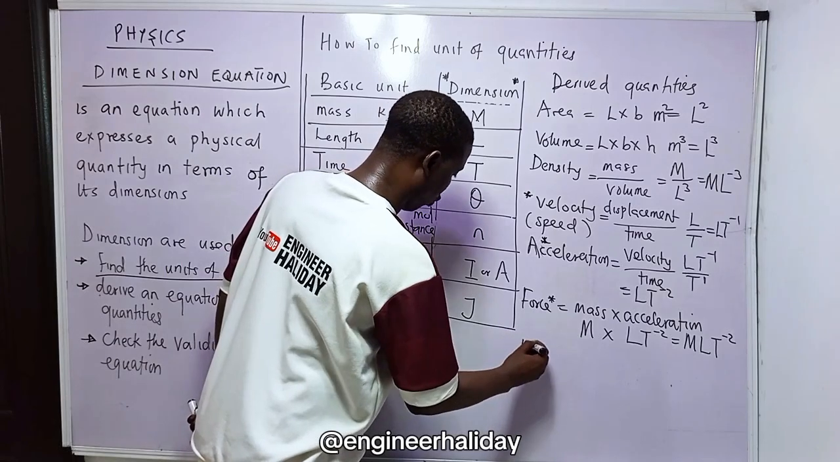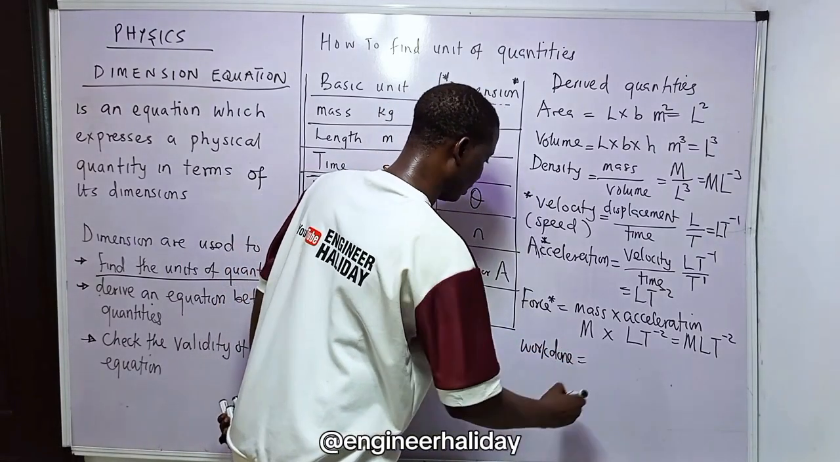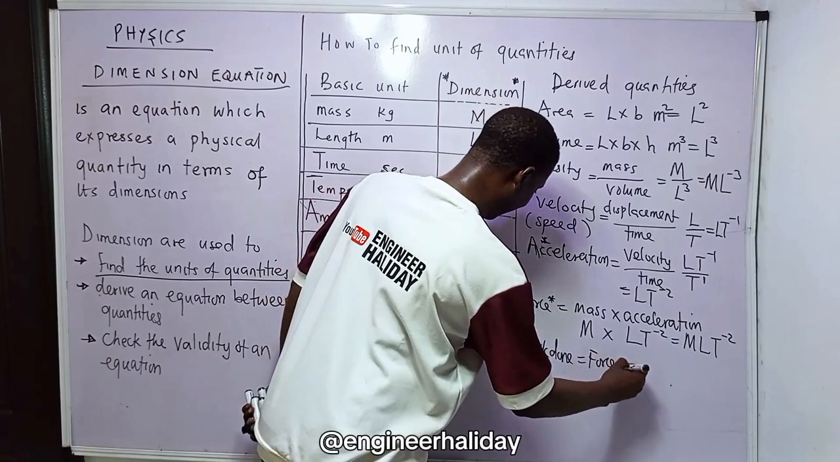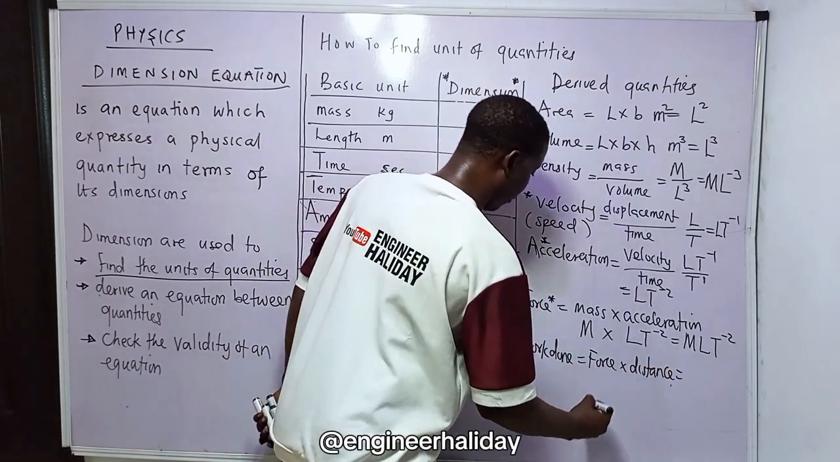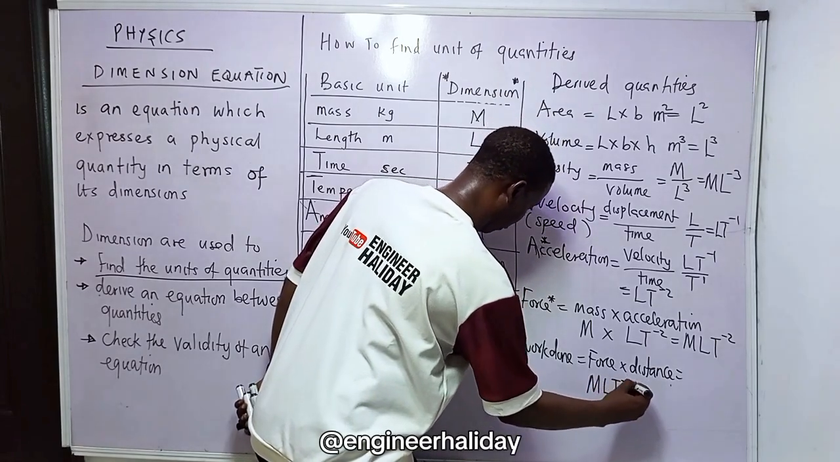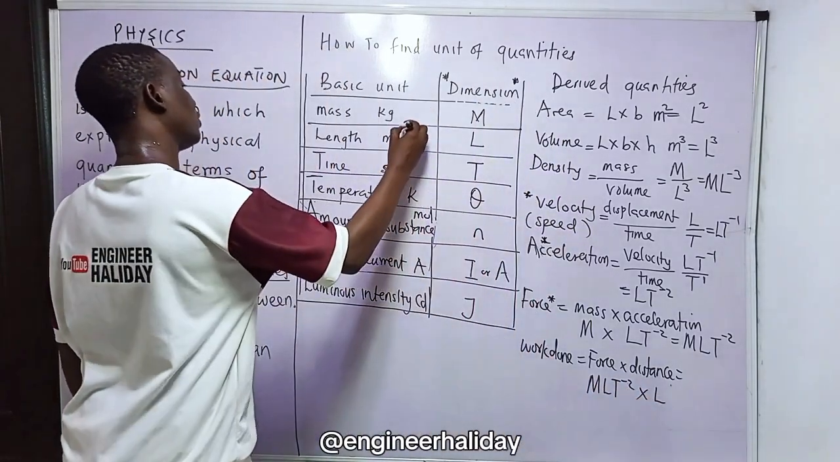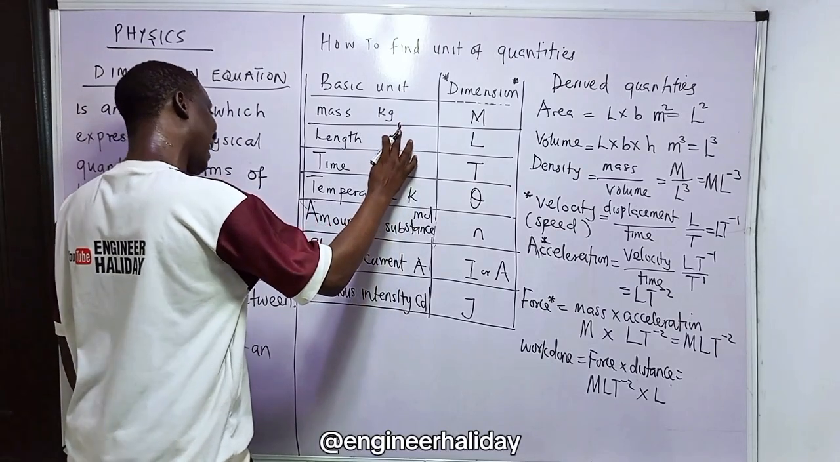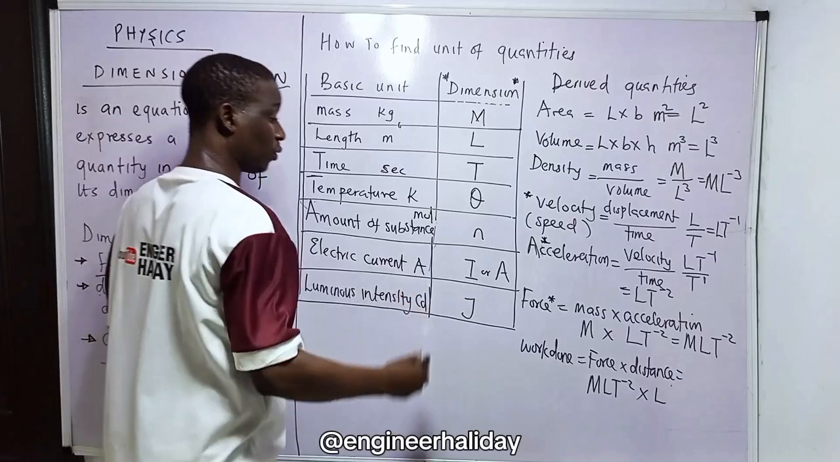Now, let's talk about work. Work done is the same thing as what? Force times what? Distance. So in terms of that, our force is MLT minus 2 times distance, which is L. Don't forget distance. There's also length, breadth, height, width, altitude. They all belong to capital letter L.